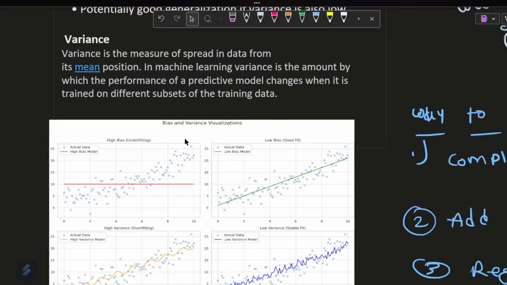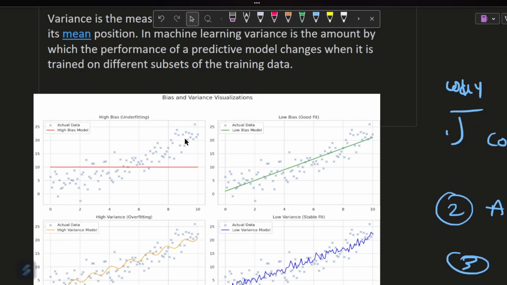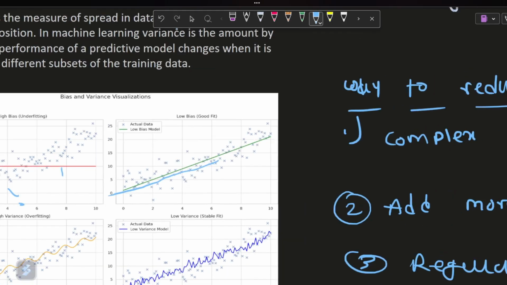You will see in that particular video. This is a high bias. That's the actual point, that's the predicted point, and the model does not capture all the data points. And this is a low variance, right? This predicted point captures all the data points. That's the simple concept you will see in that particular video.